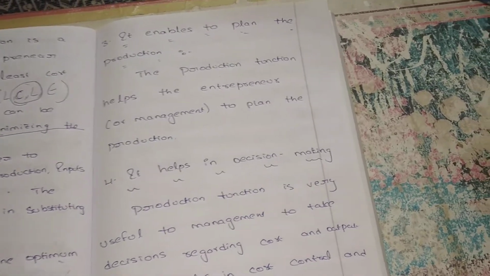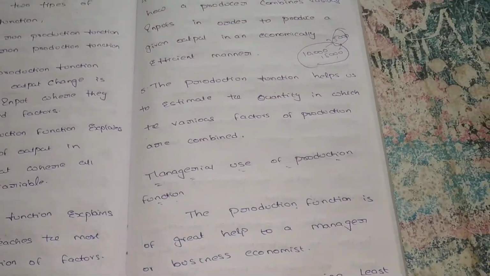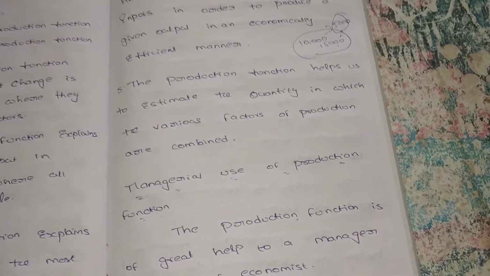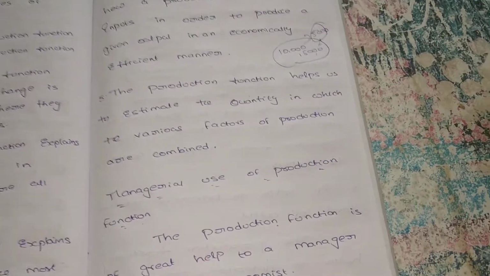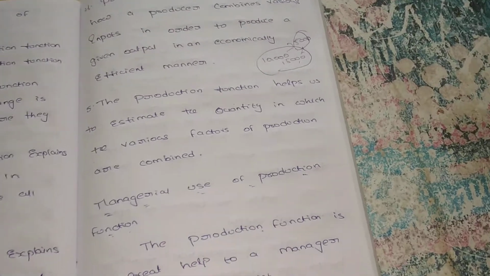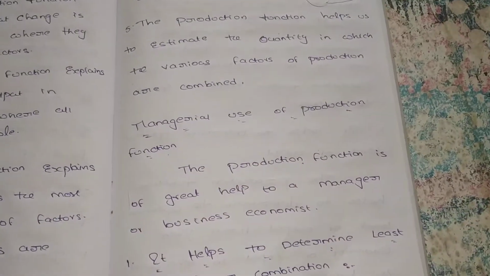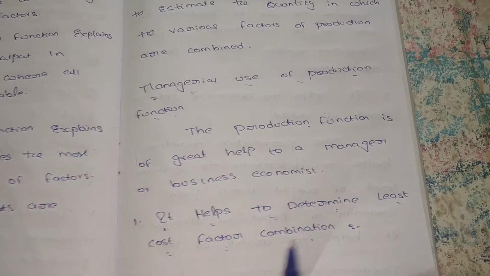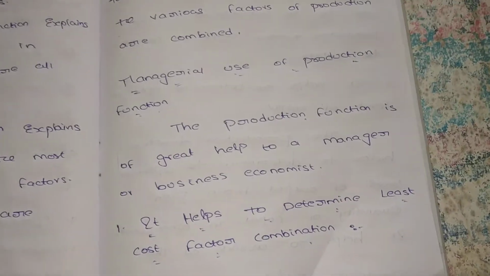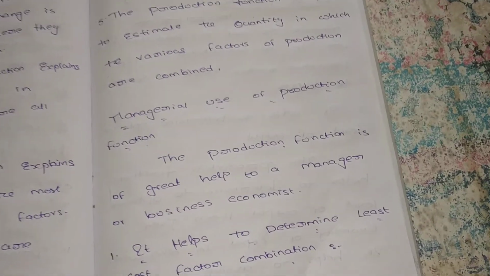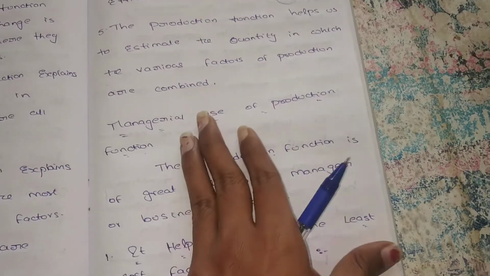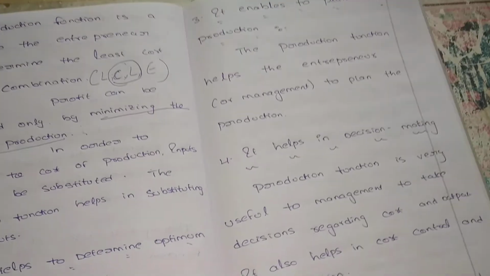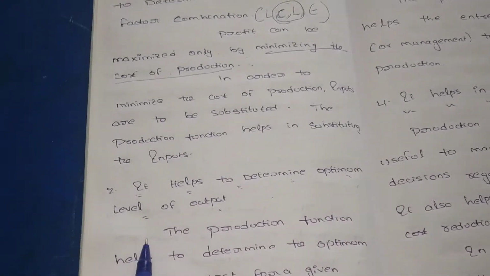These are all the managerial uses of the production function. What are the managerial uses? They mean decision making or problem solving. So the production function is very helpful for decision making and problem solving of the producer or manufacturer. In what way? It helps in determination of the least cost factor combination. It explains in which factor combination we receive the maximum amount of output. And next, it helps to determine the optimum level of output.